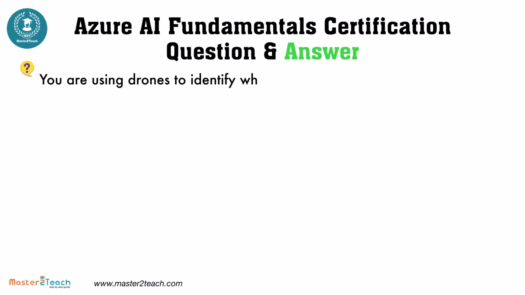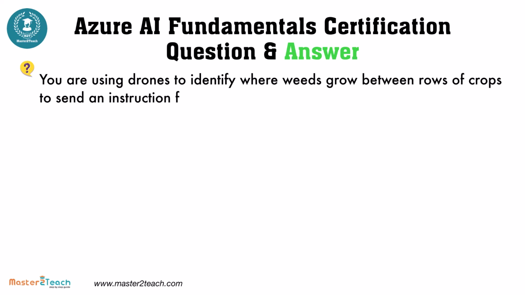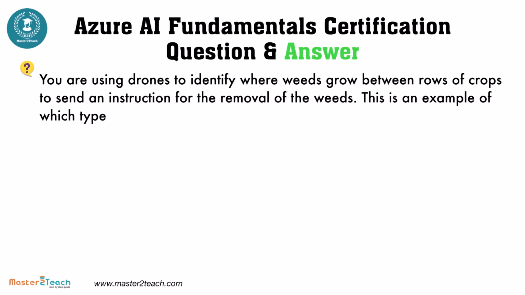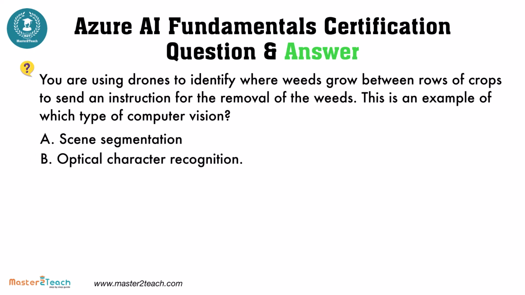You are using drones to identify where weeds grow between rows of crops to send an instruction for the removal of the weeds. This is an example of which type of computer vision? The options are A. Scene segmentation, B. Optical character recognition, C. Object detection.